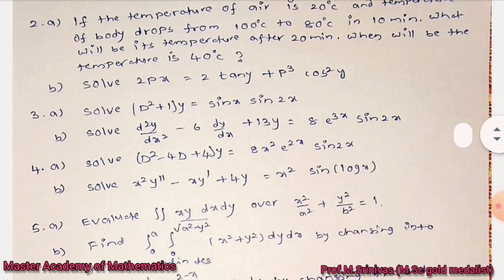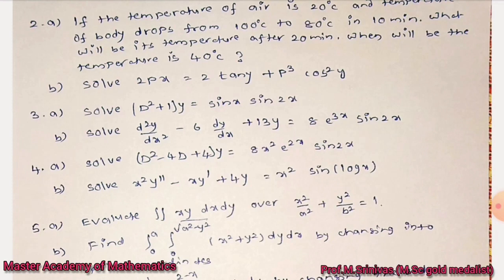Coming to 3a: solve (D² + 1)y = sin x sin 2x. It is from the second unit. You are going to think about the right side, sin x sin 2x, that is sin a sin b, which can be converted using the formulas for cos(a + b) and cos(a − b).